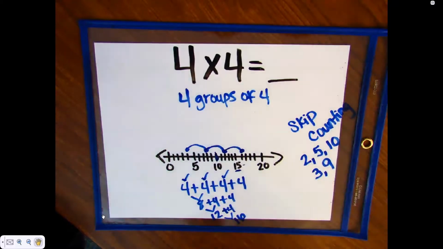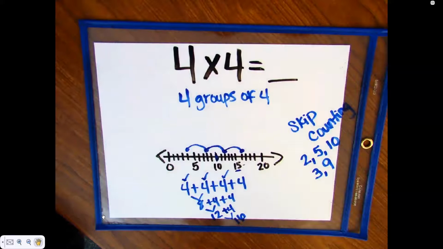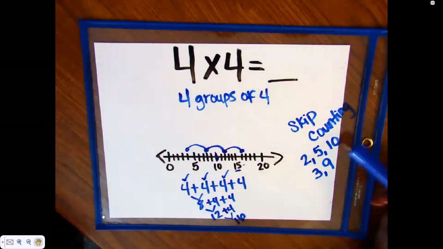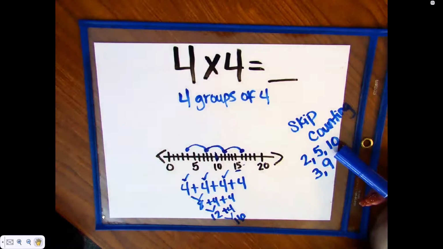Okay, but those are easy. Now let's skip count by 5s. Ready? 5, 10, 15, 20, 25, 30, 35, 40, 45, 50. Awesome. All right. Now let's skip count by 10 and we'll go to 100.